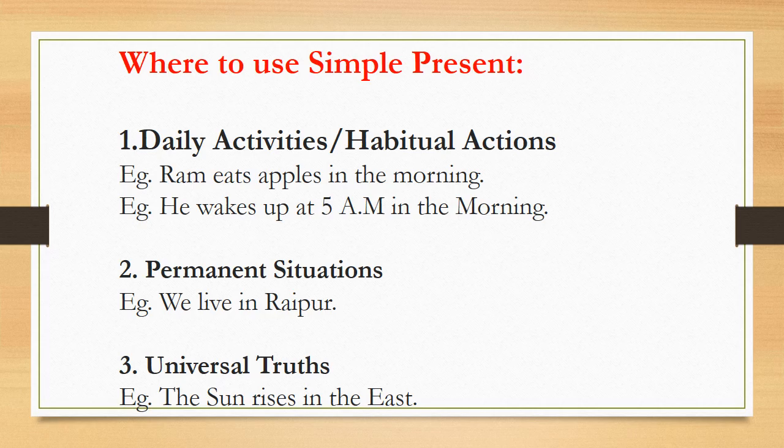Next, it represents some universal truths. What are universal truths? Truths or facts that are accepted by the universe, by the world as it is. Like if I say the sun rises in the east, it couldn't be the other way around, like the sun rises in the west. Can it be like this? No. Because it is an accepted truth that the sun rises in the east. It is an accepted truth that the earth revolves around the sun. So all these facts or truths are always represented by simple present tense.